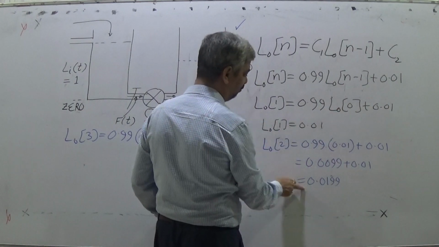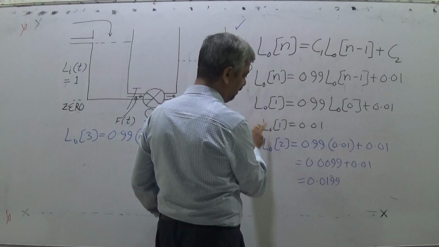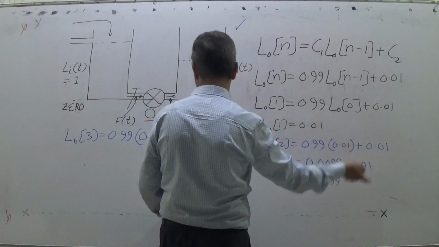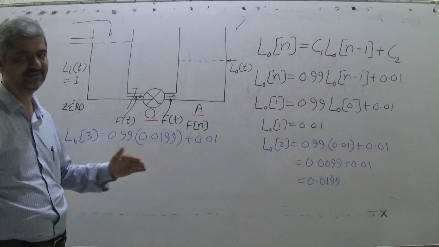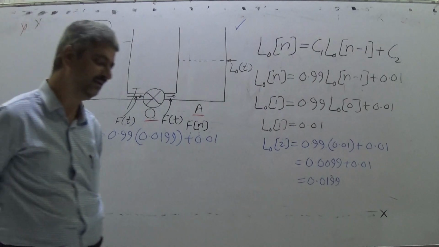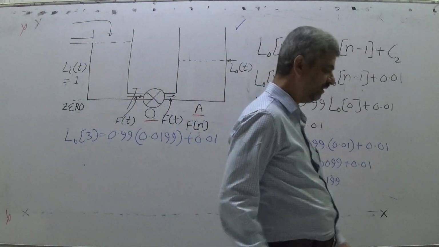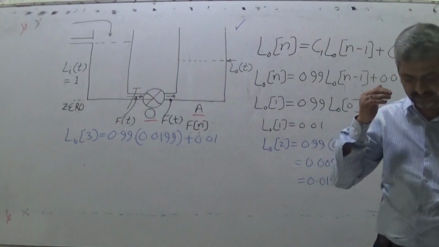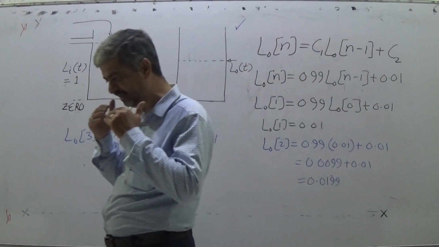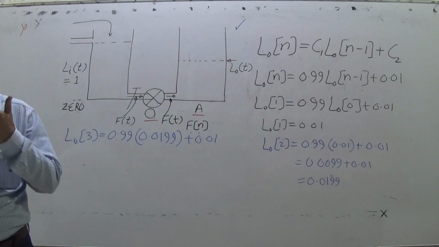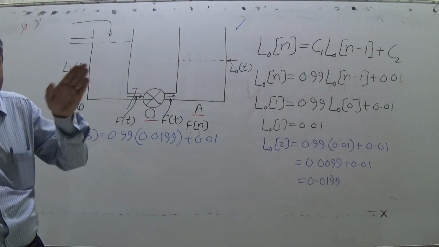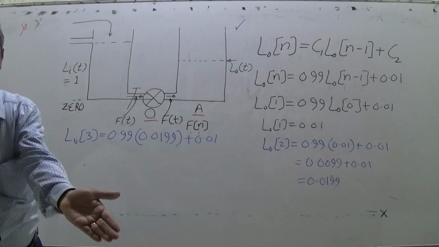Between LO1 to LO2, it increased by 0.0099. Here you will find that it will increase by somewhat less. So you will find that in every reading, water level in the right hand side tank is increasing, but the increase is decreasing.